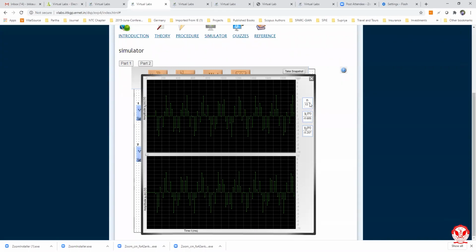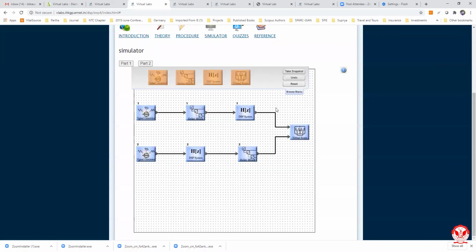Different values. For n equal to 30, it is different. For n equal to 31, it is different. So we conclude this system, yn equal to xn cos 20n, is not a time invariant system.